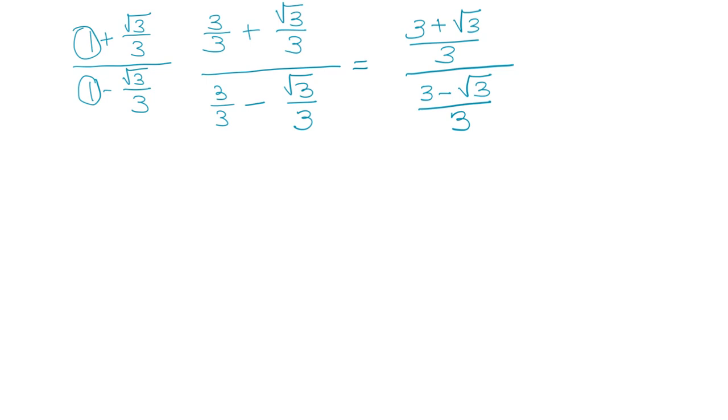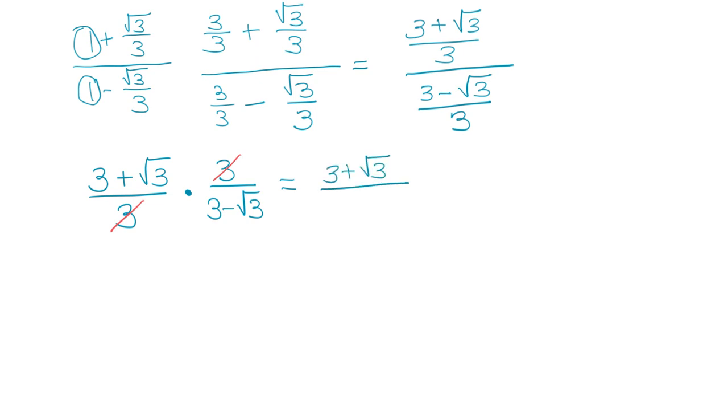Now I'm dividing a fraction by a fraction, and if you remember, when you divide a fraction by a fraction, it's actually a multiplication problem. You're going to invert and multiply. You're going to take the top fraction and multiply it by the bottom fraction flipped over. So we're going to say 3 plus square root of 3 over 3 times 3 over 3 minus the square root of 3. And what happens is these 3's cancel out, and I'm left with 3 plus the square root of 3 over 3 minus the square root of 3.